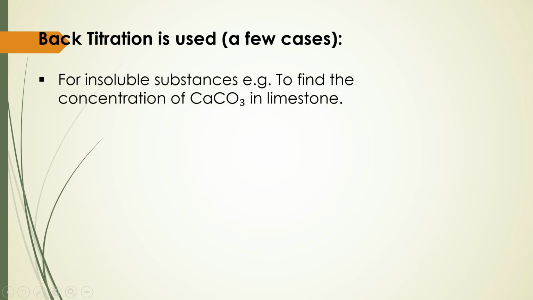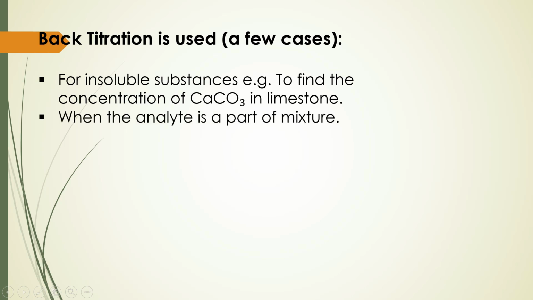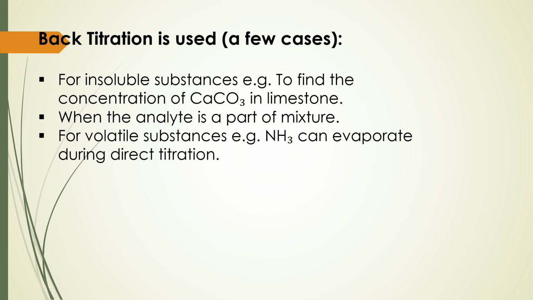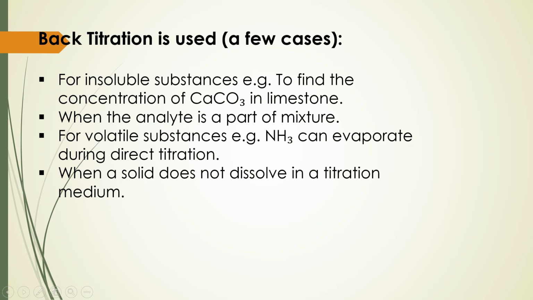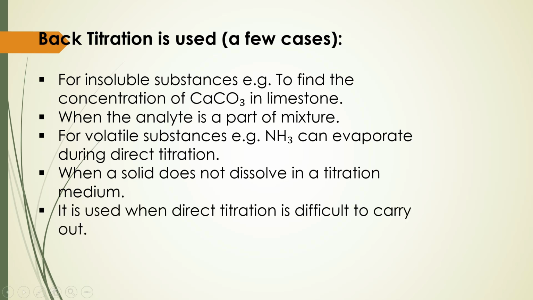Let's look at a few use cases of back titration. It is used for insoluble substances, like finding the concentration of calcium carbonate in limestone, when the analyte is part of a mixture. For a volatile substance, like ammonia, which can evaporate during direct titration. When a solid does not dissolve in the titration medium, again we will use back titration. And finally, it is used when direct titration is difficult to carry out. So these are a few cases where back titration is used.